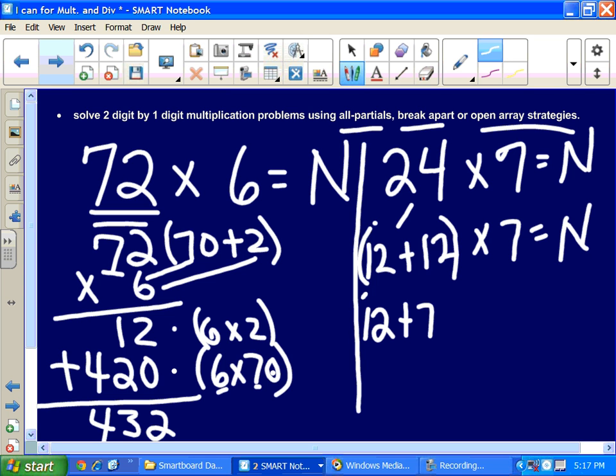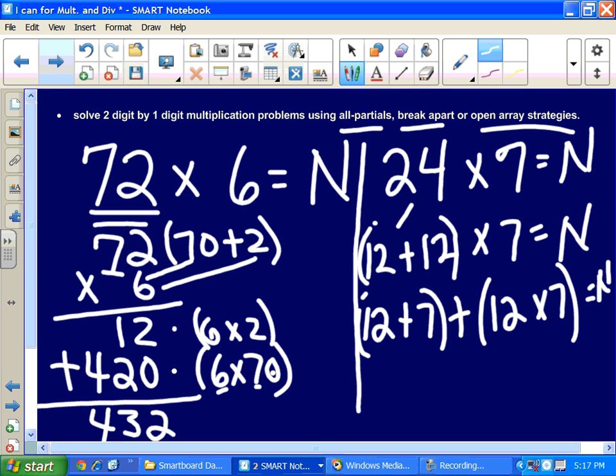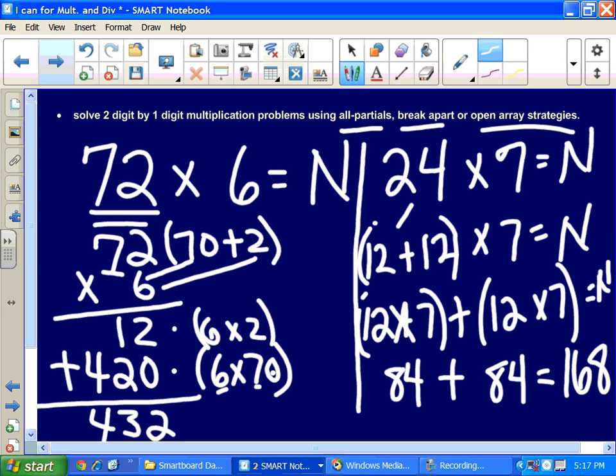So 12 groups of 7 plus another 12 groups of 7 equals our n. So this is a multiplication fact. So 7 times 12, 84, plus another 84 is equal to 168. So this is another way we can break numbers into 2, 3, 4 numbers, whatever it takes to make the multiplication easier, as long as I account for all the groups and everything that's in each group.